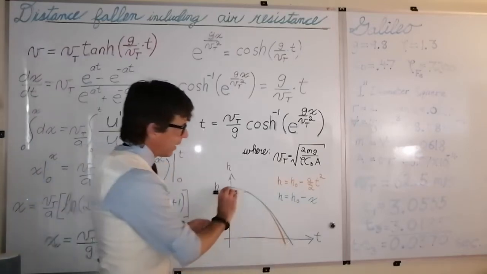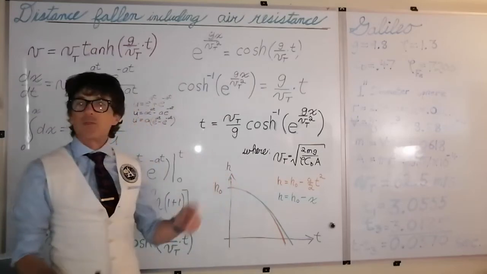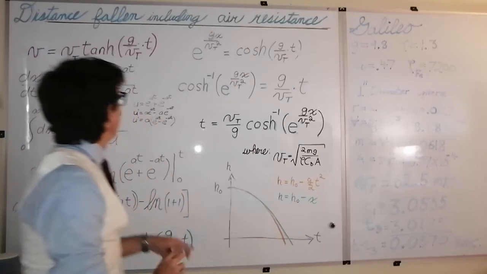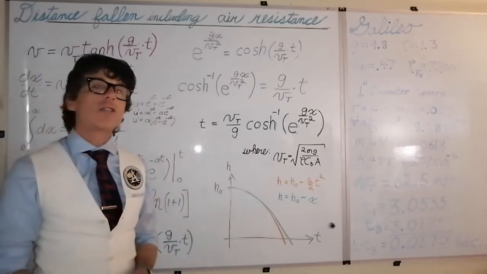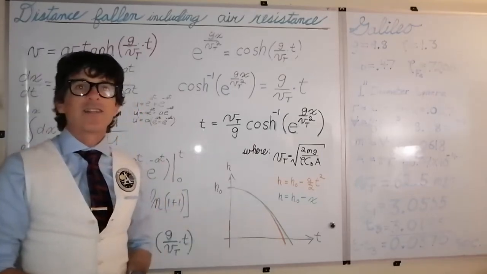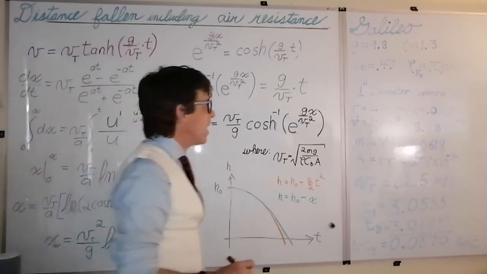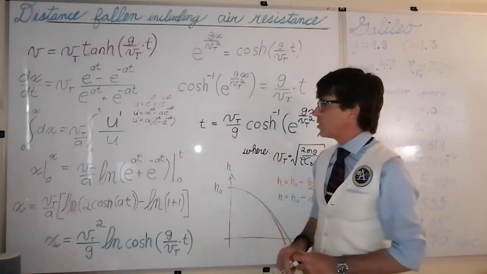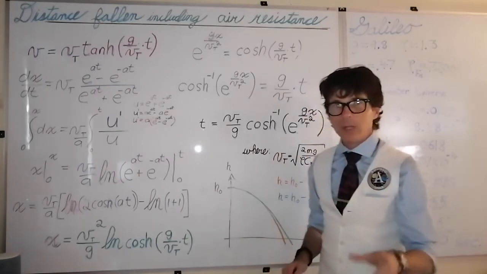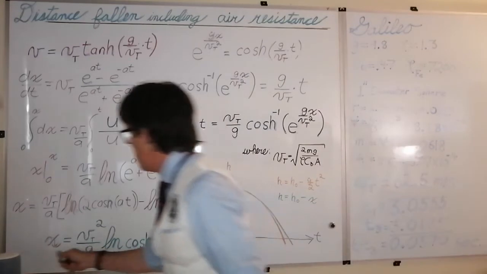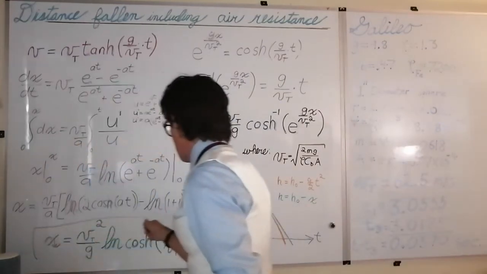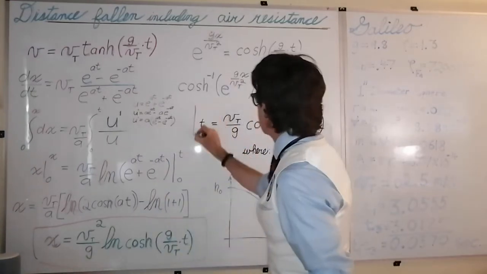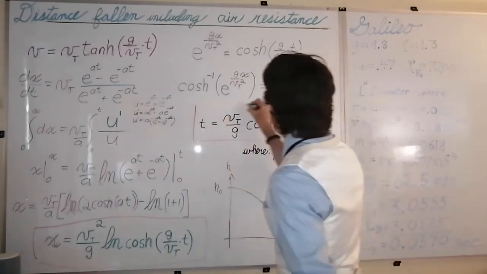A straight line on a distance versus time graph is a constant speed, and that constant speed is our terminal velocity, which we found in the last video. So that's how I would derive an equation for the distance of an object falling with respect to time, including air resistance. This is the equation that I speak of, and here's the same equation solved for time.